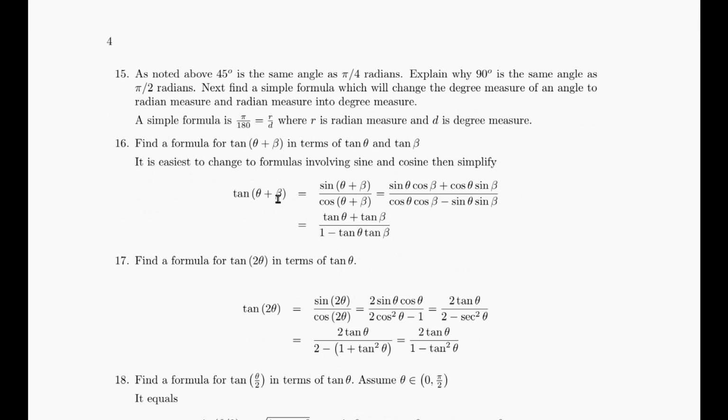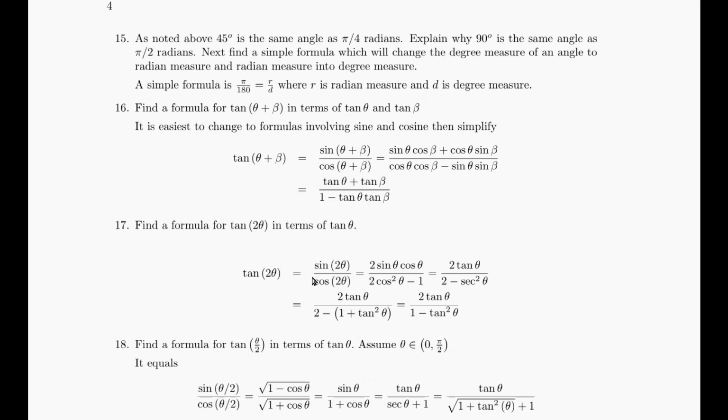All right, tangent of theta plus beta. That is equal to the sine of theta plus beta divided by the cosine of theta plus beta. Then I use the trig identities. I write it like this. And now I will multiply the top and the bottom by 1 divided by the cosine of theta cosine of beta. Then I get a 1 minus the tangent of theta tangent of beta, and then the tangent of theta plus tangent beta in the top.